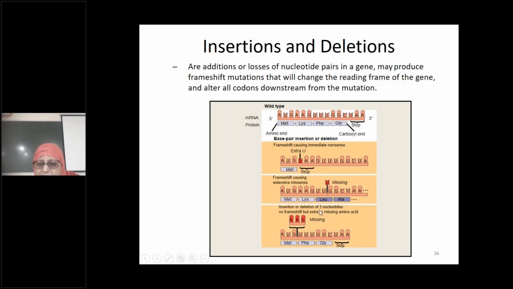Then insertion or deletion of 3 nucleotides may also occur. When insertion or deletion of 3 nucleotides occurs, an entire amino acid is either added or entirely removed. So here we have an example where one entire AAG, which was coding for lysine, is removed; those 3 nucleotides go missing. So you have methionine, and after that phenylalanine; the lysine goes missing.